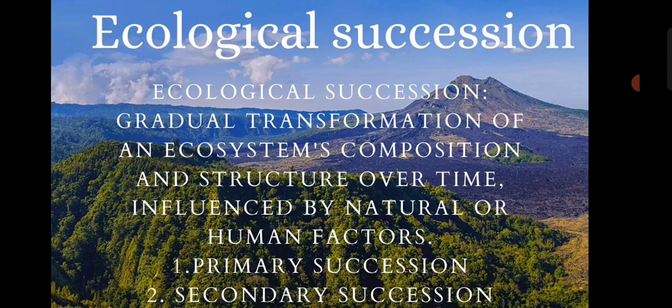Now coming to the second one, that is secondary succession. It takes place in areas where an existing ecosystem has been disrupted or disturbed, like a forest after a wildfire or a field after agriculture abandonment. So in this case, some organisms or seeds may have survived the disturbance, and they can quickly re-establish themselves and start the process of succession. So the recovery process may involve different successional stages, with the pioneer species gradually replaced by more complex and diverse communities.